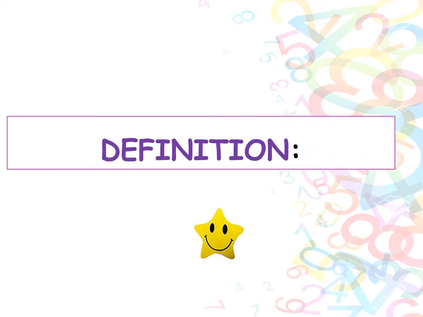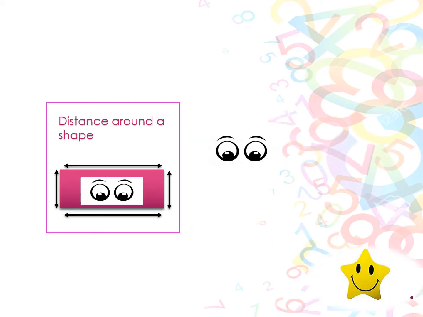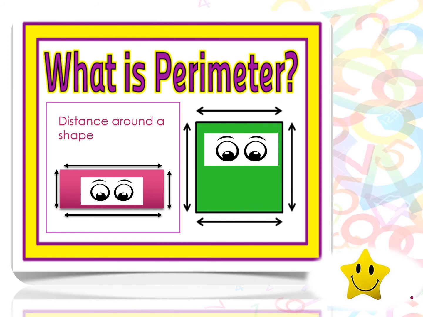So, moving on to our first objective, that is definition. We will begin with our first definition, that is perimeter. What is perimeter? Perimeter is the distance around a shape. You can see two shapes on our screen. One is a purple rectangle and another is a green square. If we measure the distance around the shape, the result will be the perimeter.